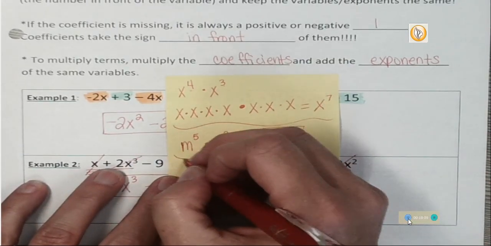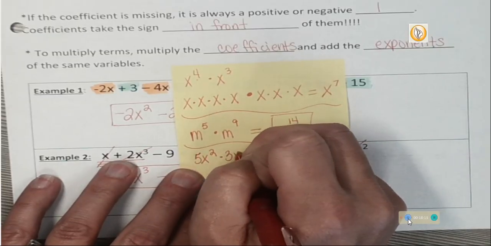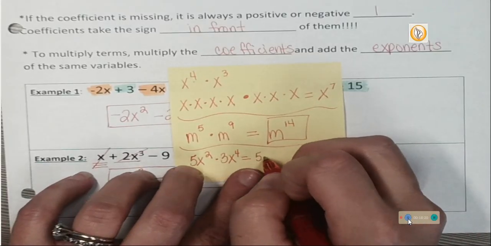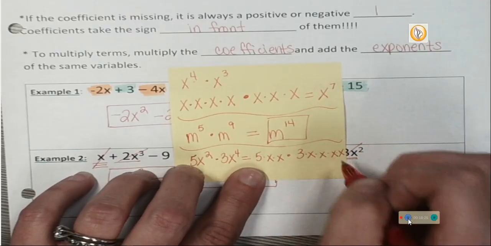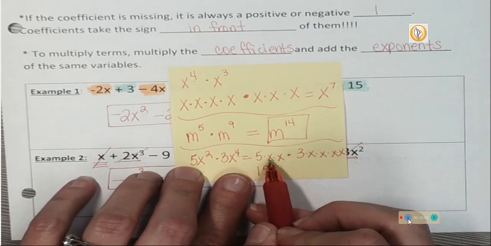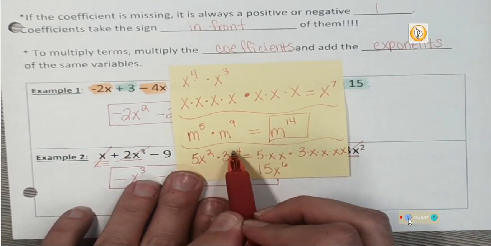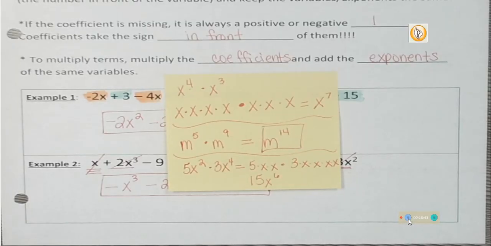Okay? Well, what if I throw a number in front? If I have 5x squared times 3x to the 4th, here's what that actually means. It means 5 times x times x times 3 times 1, 2, 3, 4 x's. What's 5 times 3? 15. How many x's? 1, 2, 3, 4, 5, 6. Instead of drawing out all the x's, what could I have done with 2 and 4? Just add them together. If you multiply the variables, you add their exponents. Okay? So, let's try a few of those on the back.